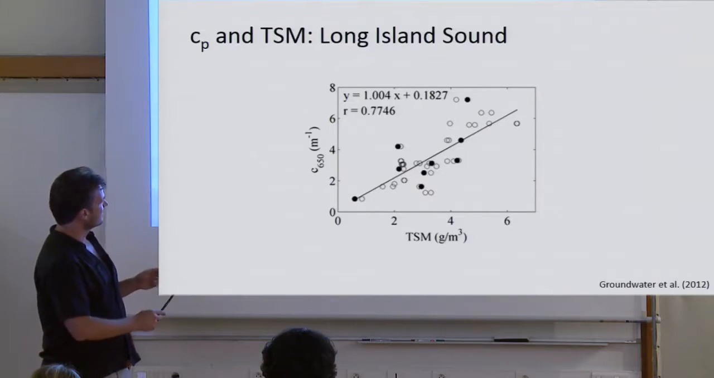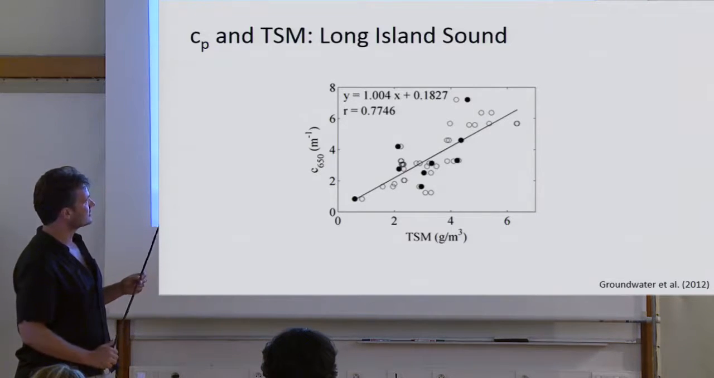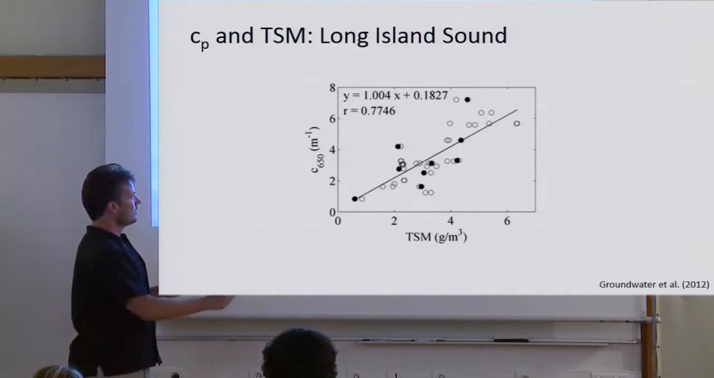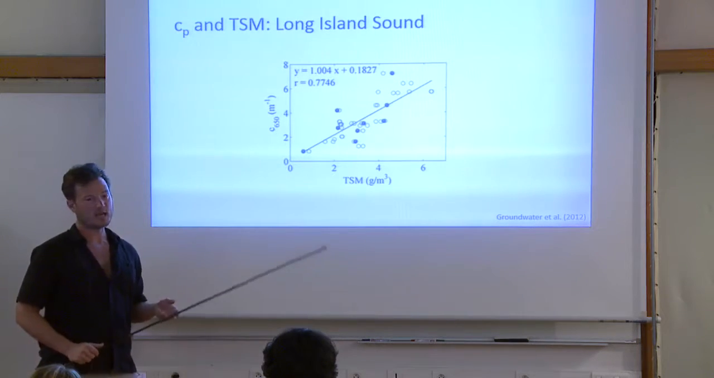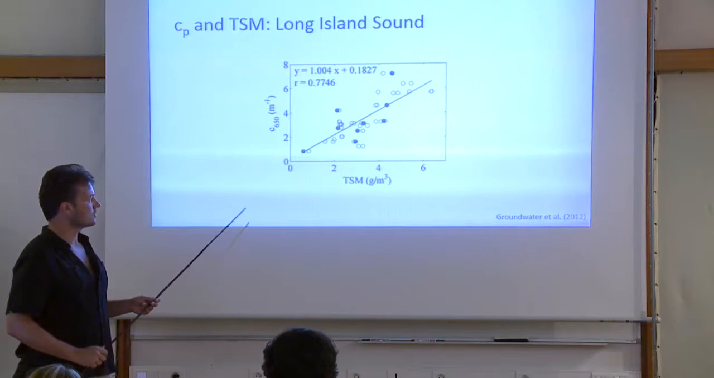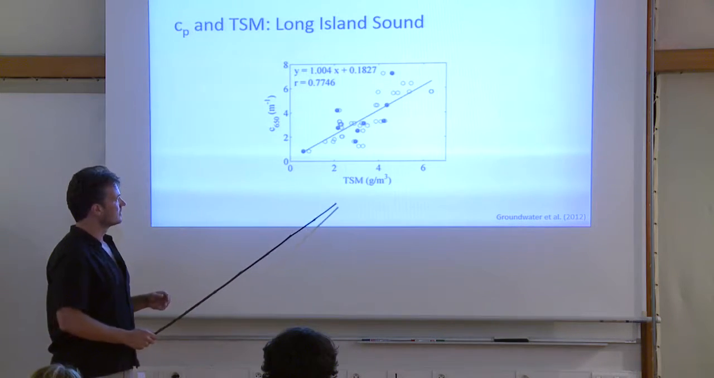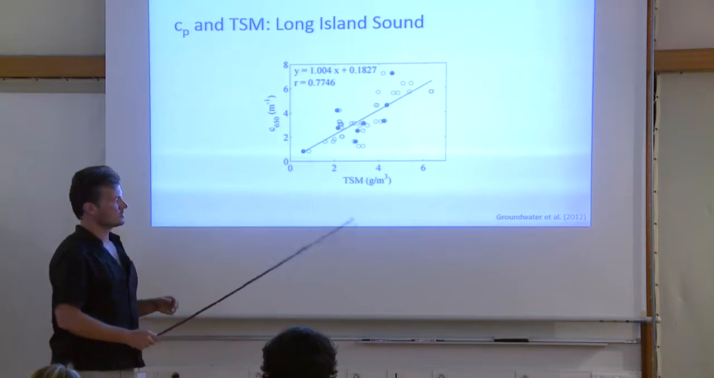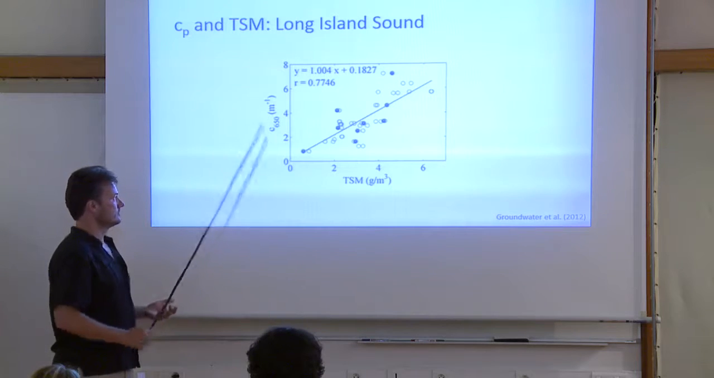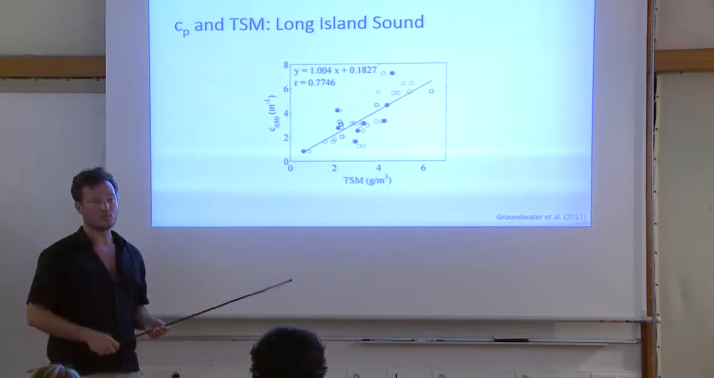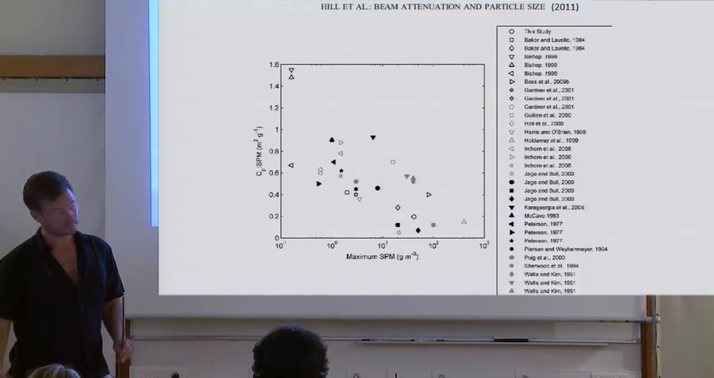This is attenuation versus TSM, some measurements we made in Long Island Sound. The main thing I wanted to point out here is that this has a slope of almost exactly one, which I always use as a rule of thumb for the coastal ocean and open ocean. If you have TSM measurements and you're trying to estimate what your attenuation in that water should be, I just use a slope of one, as a crude estimate.